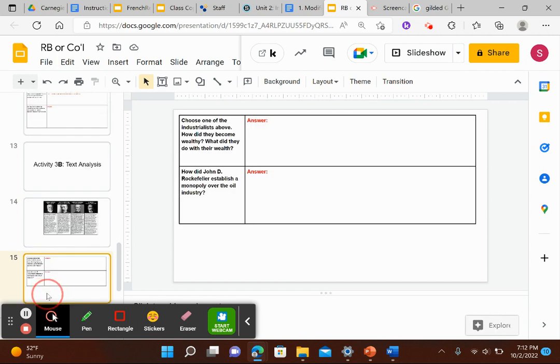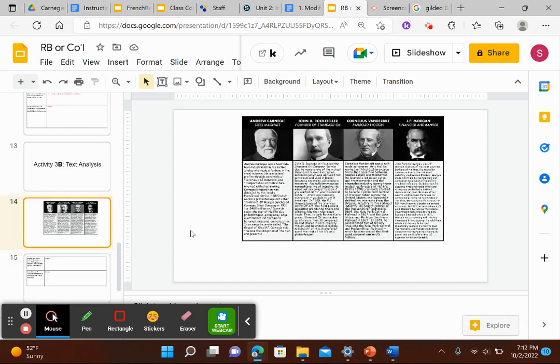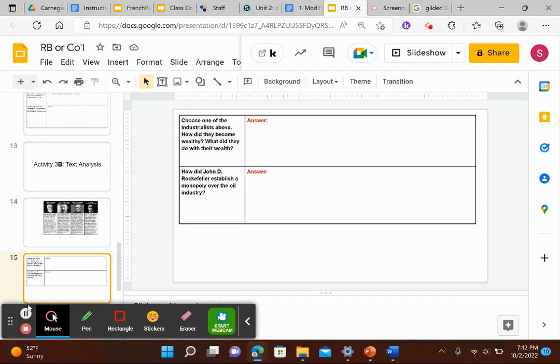So for the first question here, it says choose one of the above industrialists. How did they become wealthy and what did they do with their wealth? So really, two sentences. Answer how they became wealthy and then what did they wind up doing with their wealth. So take a few moments, hit pause, and answer that question.